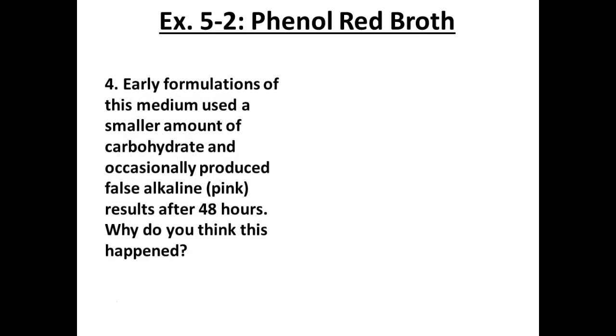So early formulations of this had a small amount of carbohydrate, small amount of sugar. Occasionally they produced false alkaline pink results after 48 hours. Because the question we're asking with these tubes is, can it ferment the sugar? Some of them, as we know, will eat that sugar first, but then when they run out, they go right straight to the protein. And when they do that, it's going to turn pink. And you're not going to see that it was once what? Yellow. Okay?